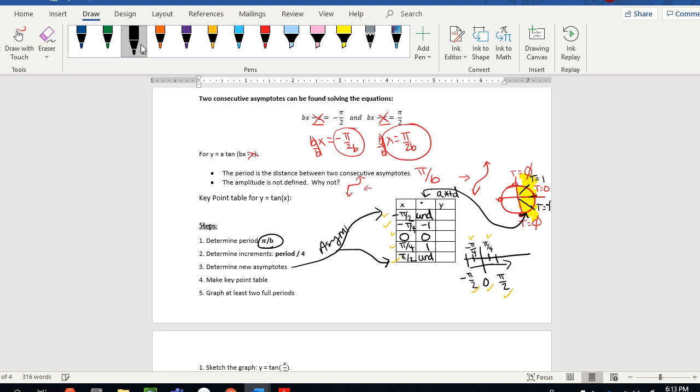Okay, wait a minute. I don't remember, Ms. Patel, how to find the asymptotes. Okay, the asymptotes are right here. Oh, yay, they're within sight. So number 3, we will put right here. That's plus or minus pi over 2b. Whatever our b is, it's going to be part of it. Graph at least 2 full periods. Oh my gosh, really? Yes.